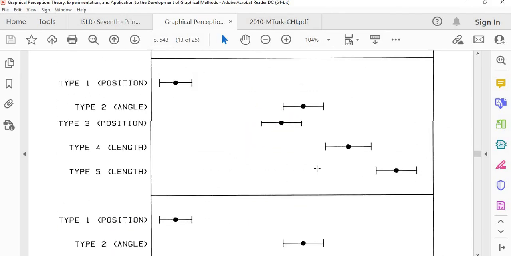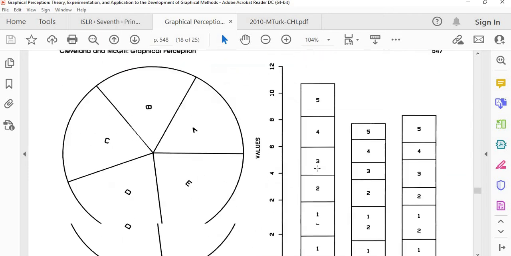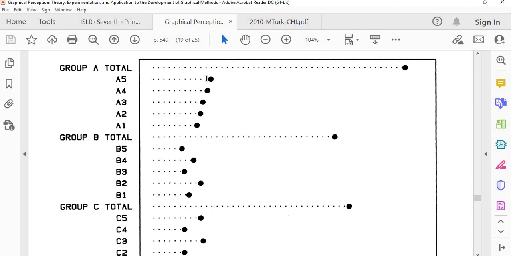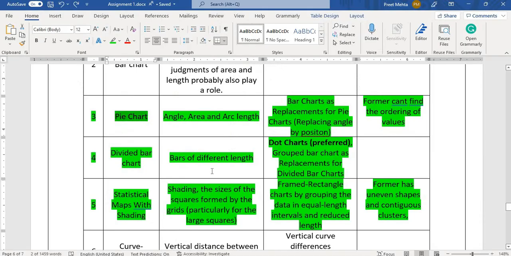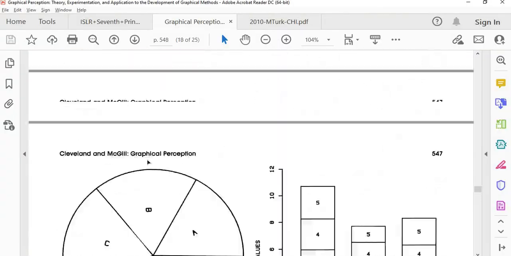So these are the dot charts. Yes, so this is how the same graph can be represented in the form of dot charts, wherein you can see that A5 is the highest, A4 is the lowest. And there is some order in this, so we don't need to actually see the length, but only the positions.